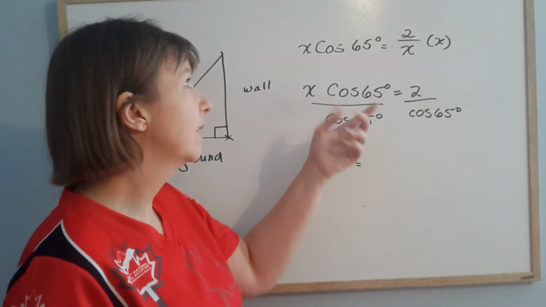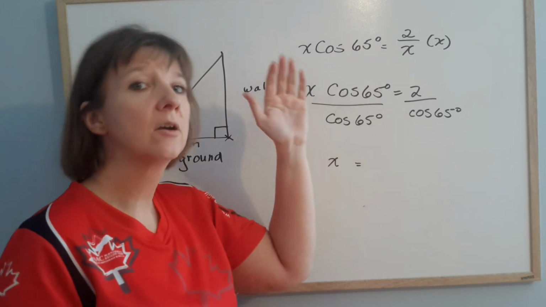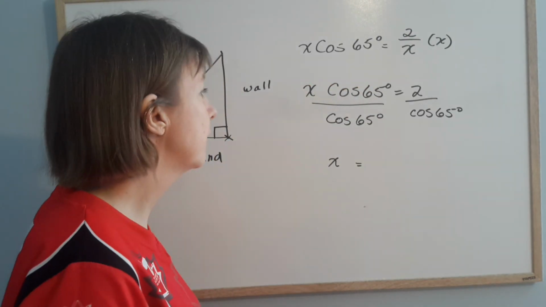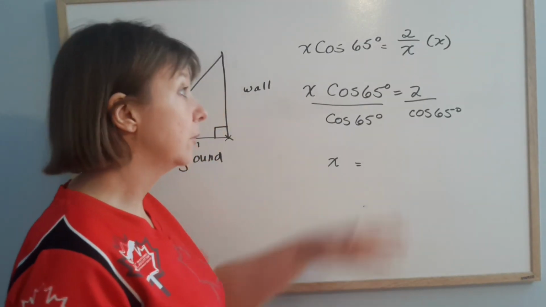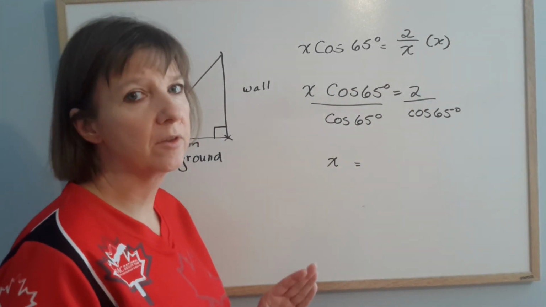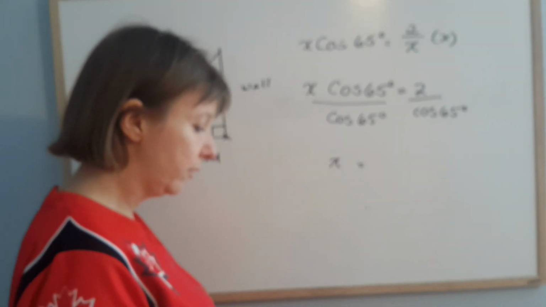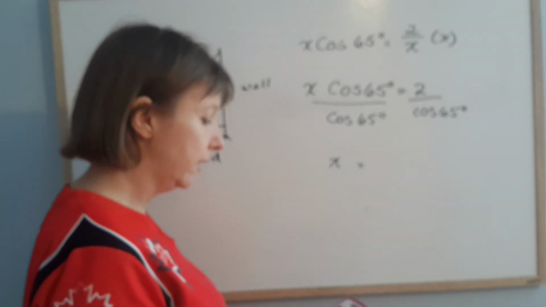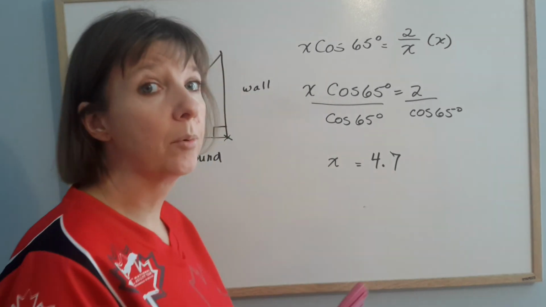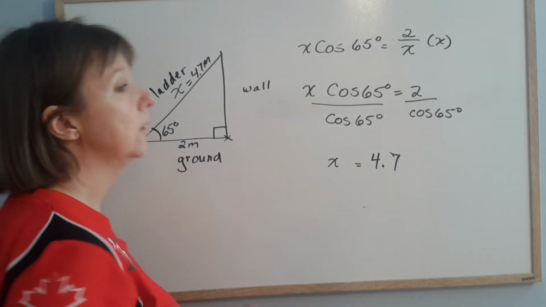At the beginning, when I had cos of 65, I could have put that in my calculator and put a decimal number there. The only thing is I would be rounding off. So I'm going to go to my calculator and put exactly what's there. I'm going to do 2 divided by cos of 65. And I get, they said round to the nearest tenth, so that is 4.7. So the ladder is 4.7 meters.